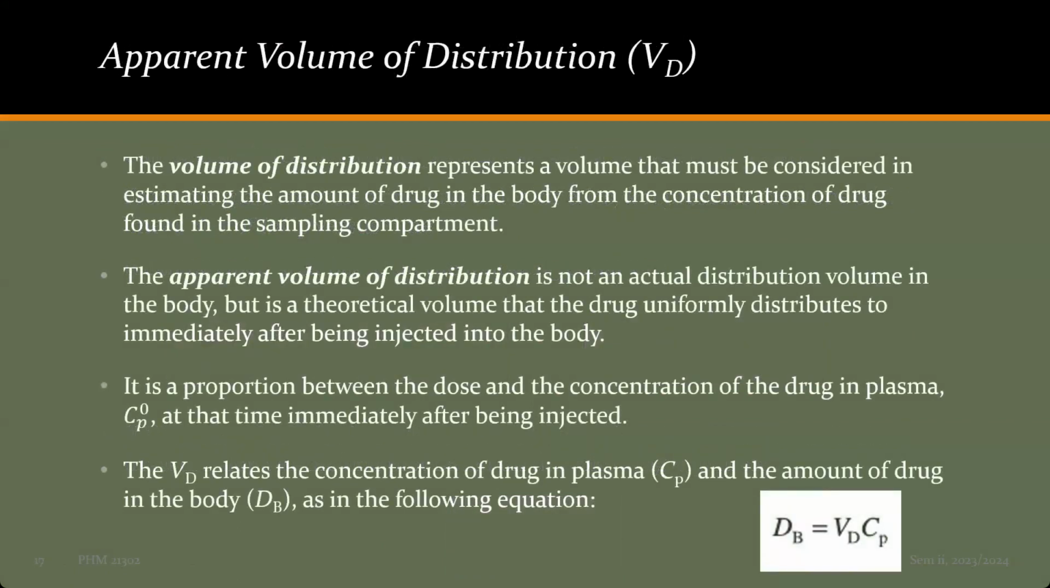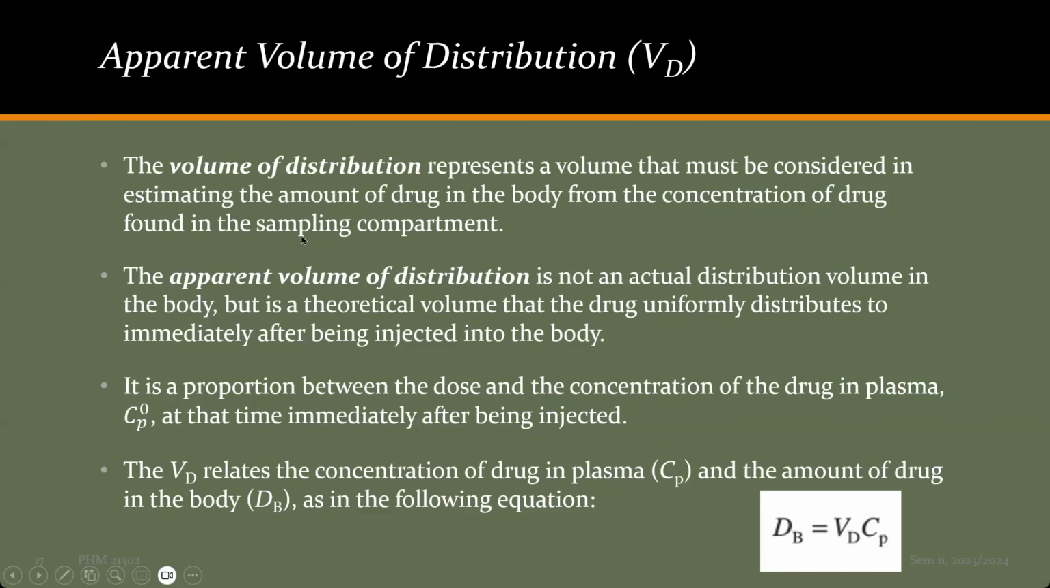Now we go to the next pharmacokinetic parameter, which is the apparent volume of distribution. And from the title here, we can see we call it apparent. Apparent means it's not a real value, it is a theoretical value that appears to us by simple calculations. It represents the volume that must be considered in estimating the amount of drug in the body from the concentration of drug found in the sampling compartment.